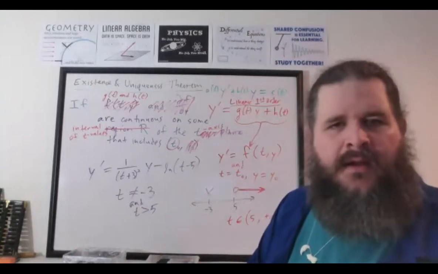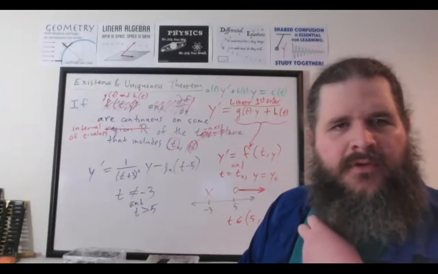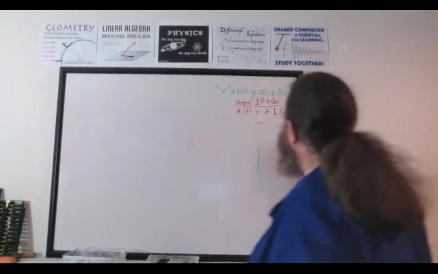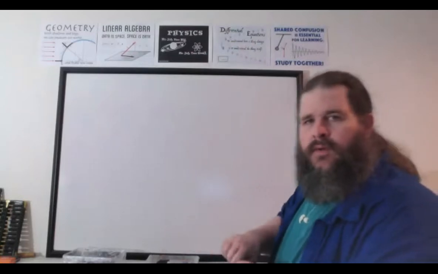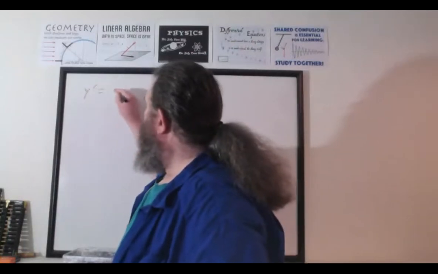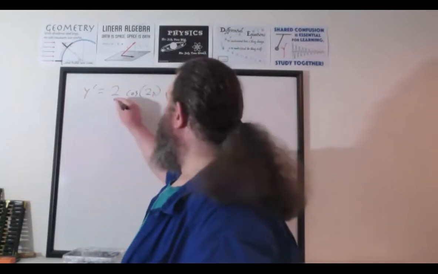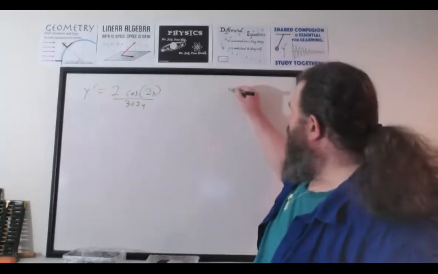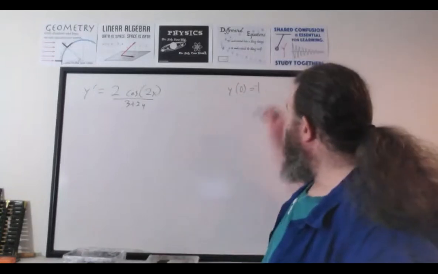Yeah, you're welcome. And let's take a look at this sample problem that was requested also. Problem 8 from homework number 2, where we have an initial value problem. Copy that to the board. So y prime equals 2 times cosine of 2x over 3 plus 2y. And we're also given the initial condition, y of 0 equals 1. That is, when t is 0, y is negative 1.